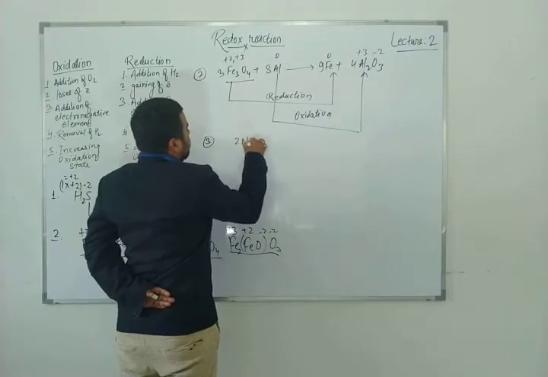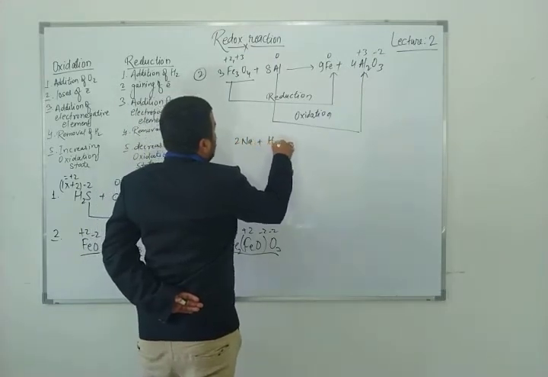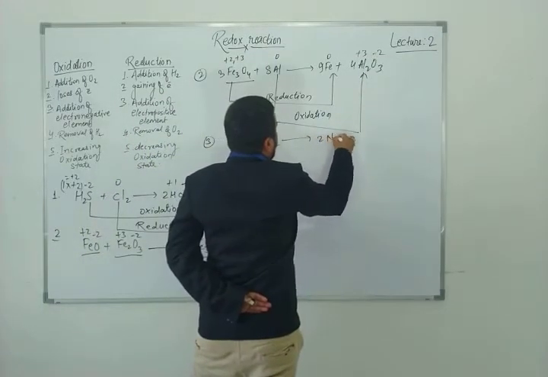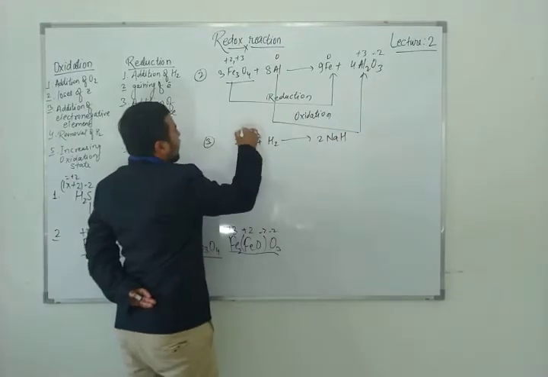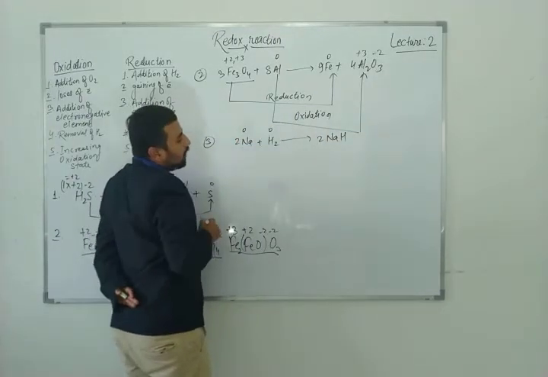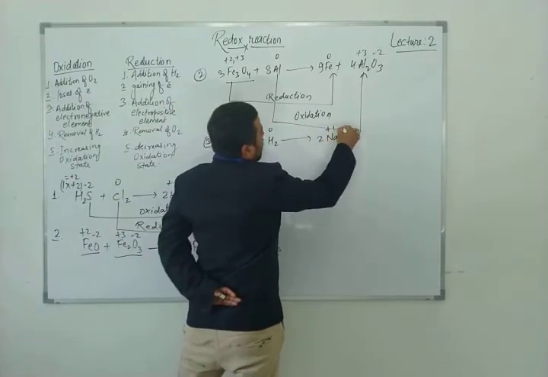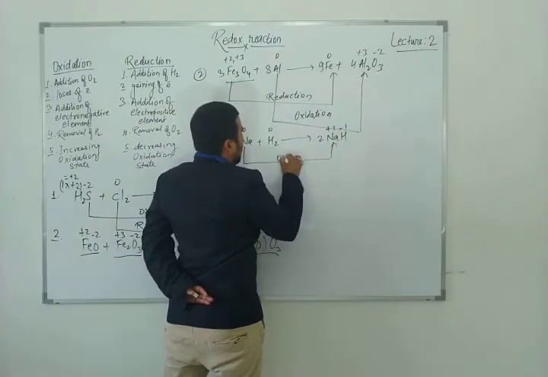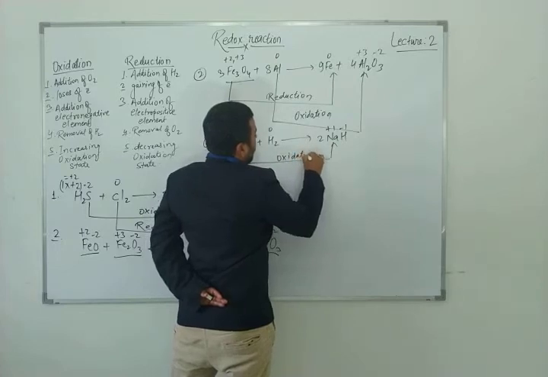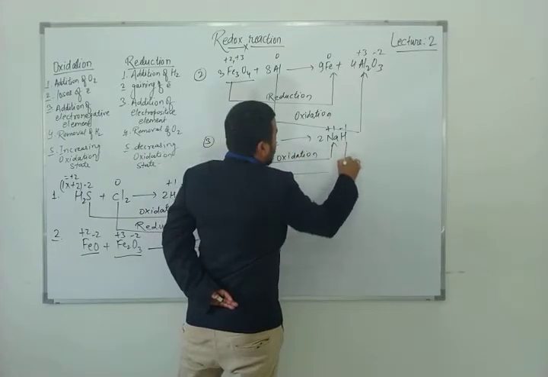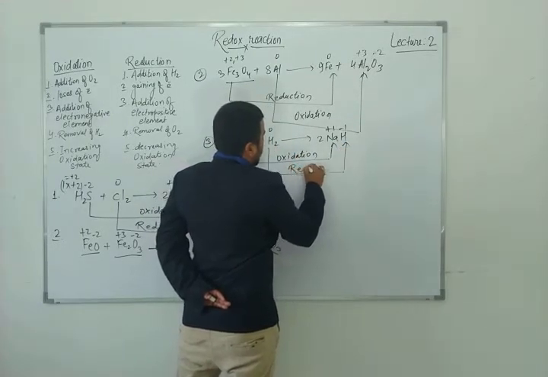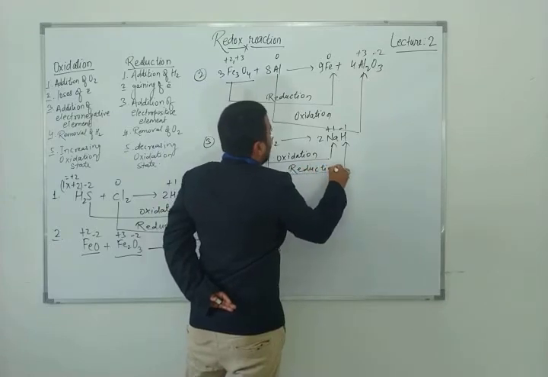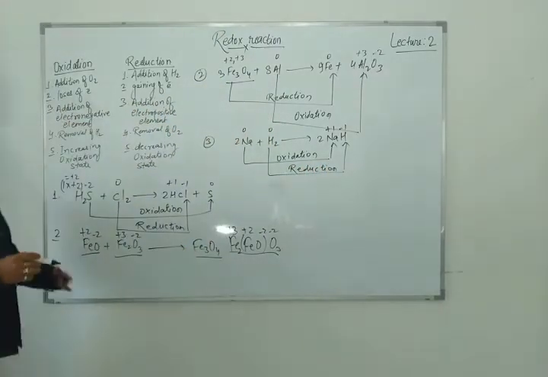2 sodium plus hydrogen gives sodium hydride. So here also you can see they both are existing in 0 oxidation state. Here sodium is +1, hydrogen is -1. 0 to +1 is oxidation and 0 to -1 is reduction. So this reaction is called a redox reaction because both the phenomena are there.